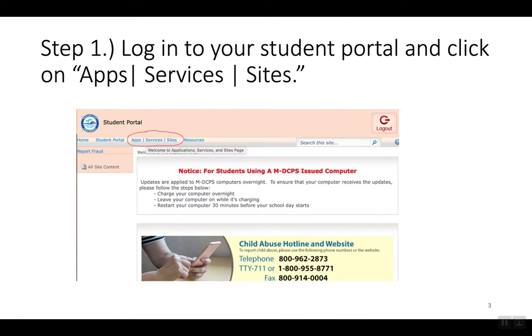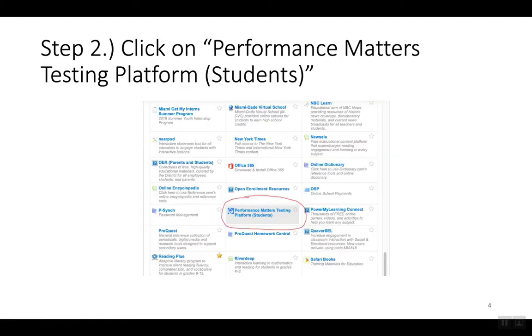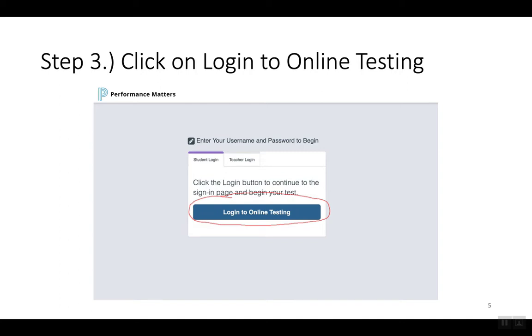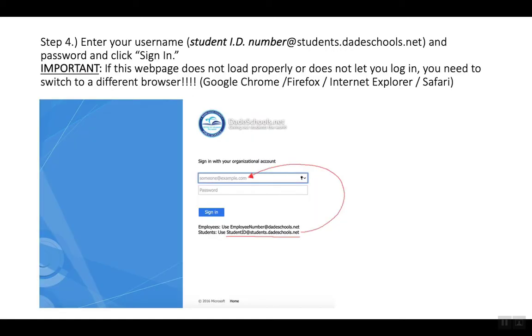When it comes time to take the exam, what you're going to do is step one, log into your student portal. Once you log into your student portal, you would click right here where it says Apps, Services, Sites. That's going to take you to this page where you're going to click on Performance Matters Testing Platform. As you can see, I've circled it in red. That takes you to this page where you would click on Login to Online Testing, which takes you to this page.